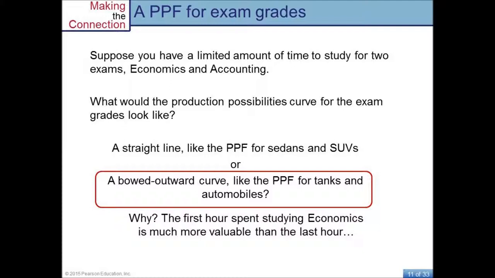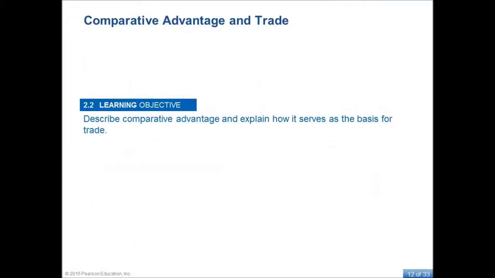No, it's going to be a bowed outward curve, and the reason being is that the first hour we spend studying economics is much more valuable than the last hour. So, in other words, we've got diminishing marginal benefits, that we get our greatest benefits during that first hour, but then every additional hour does not give us the same amount of value that we had with the first hour. And that's what's going to make it a bowed curve. Going to slide 12, we are going to describe comparative advantage and explain how it serves as the basis for trade.